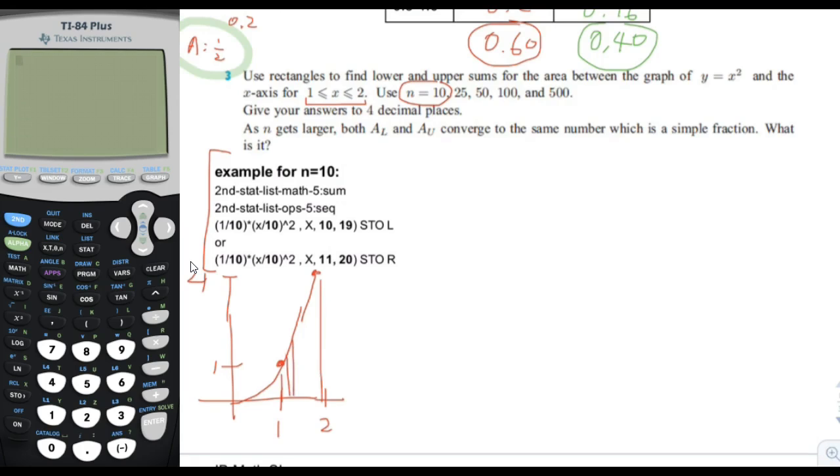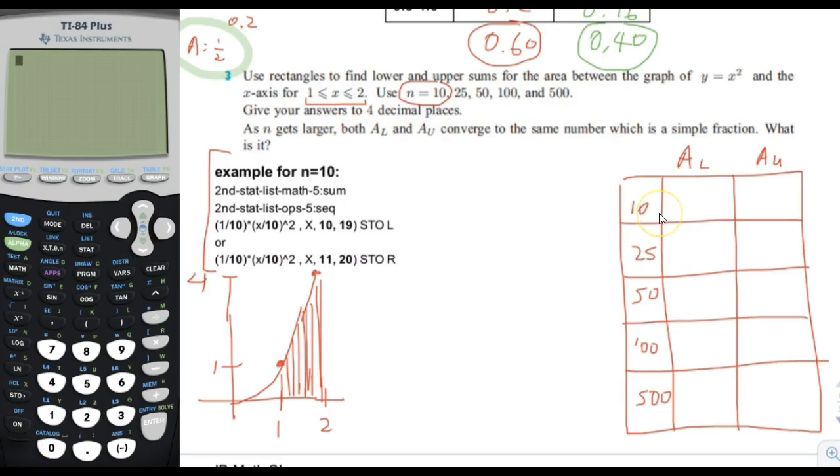And so the first thing we're going to do is divide it into 10 rectangles, and then we're going to divide it into 25, 50, 100, and 500. And for each one, we're going to get a different AL and AU. I just made a little chart here to fill our answers in. Let's start with n equals 10 and figure out AL and AU for n equals 10.